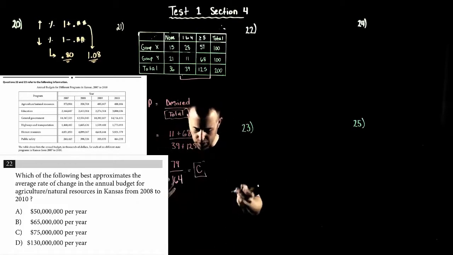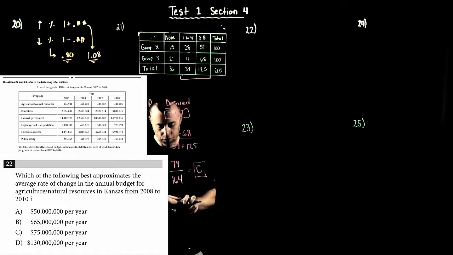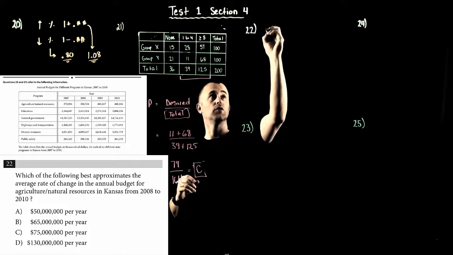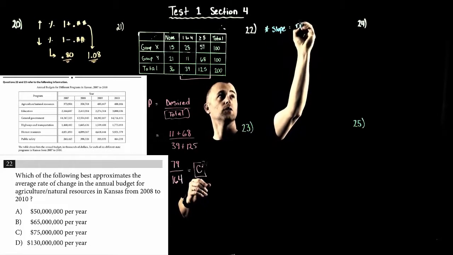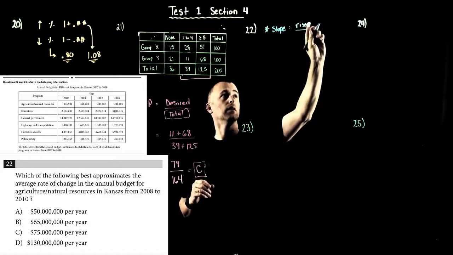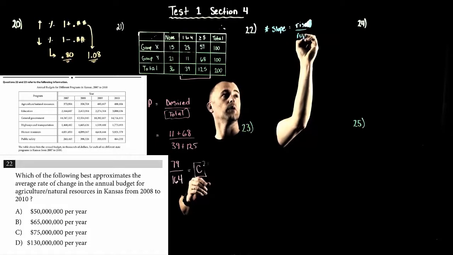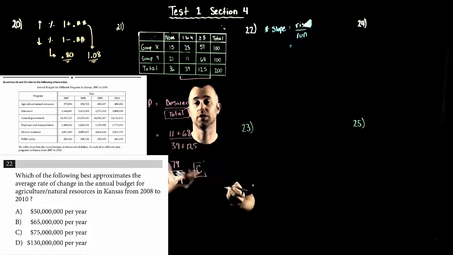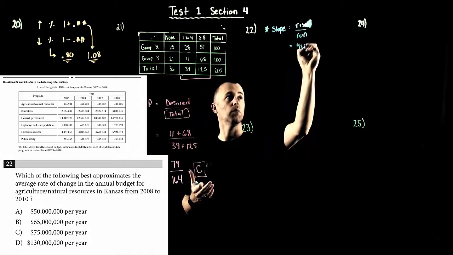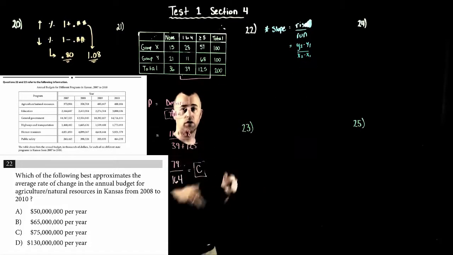One of the things in 22 that really gives away what we're being asked to find is the phrase average rate of change. So which of the following best approximates the average rate of change? When you see that, I want you to understand that this is a slope question, and slope is rise over run. But another way to represent rise over run, if you have multiple sets of data, would be y2 minus y1 over x2 minus x1. So we're going to want to look at it like that.